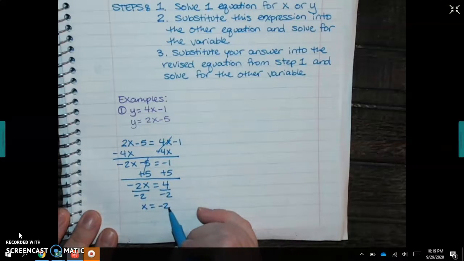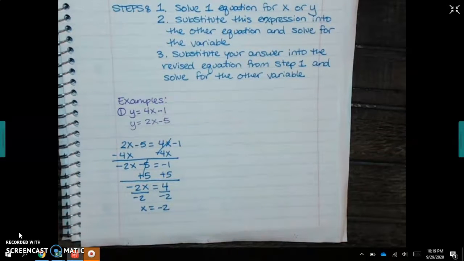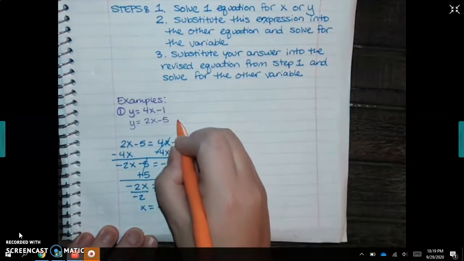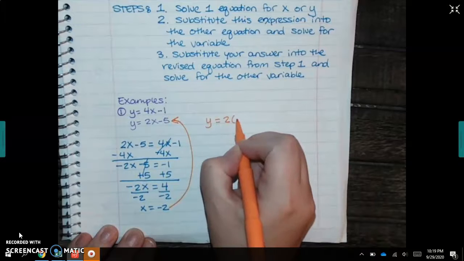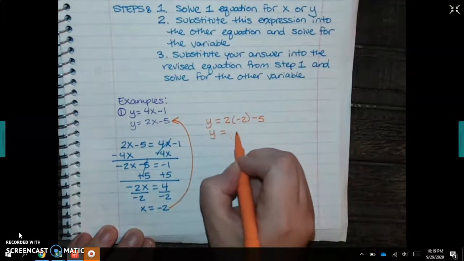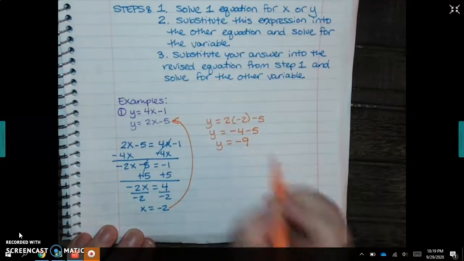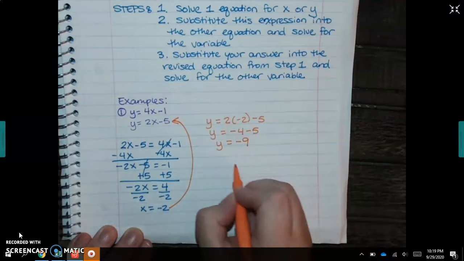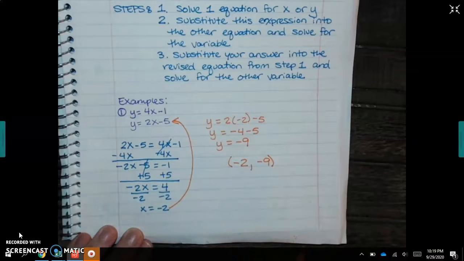I will now take -2 and plug it back into one of your original equations. It does not matter which one you plug back into. I'm going to choose to plug into this bottom equation. So that would be y equals 2 times -2 minus 5, which would be y equals -4 minus 5, therefore y equals -9. To write the solution to this system, you're going to write your x value of -2 and your y value of -9.